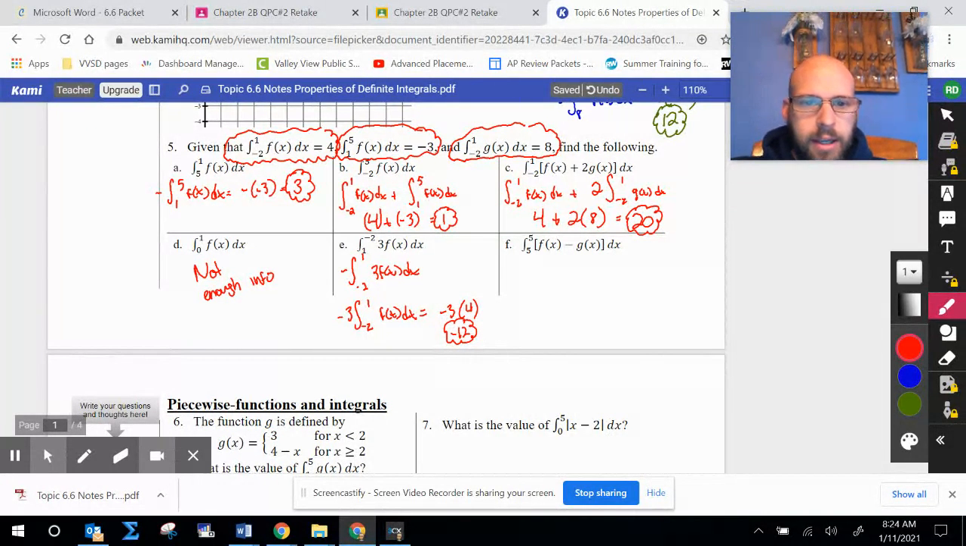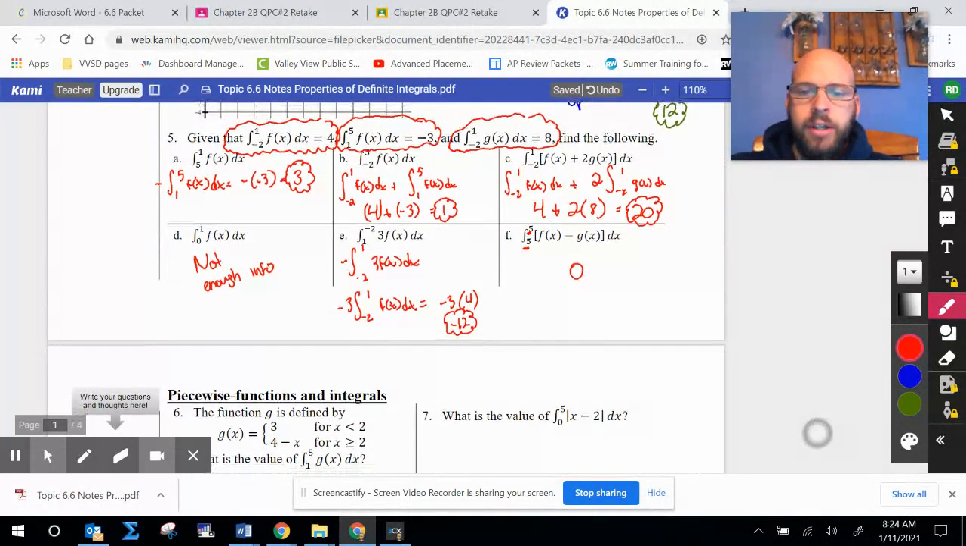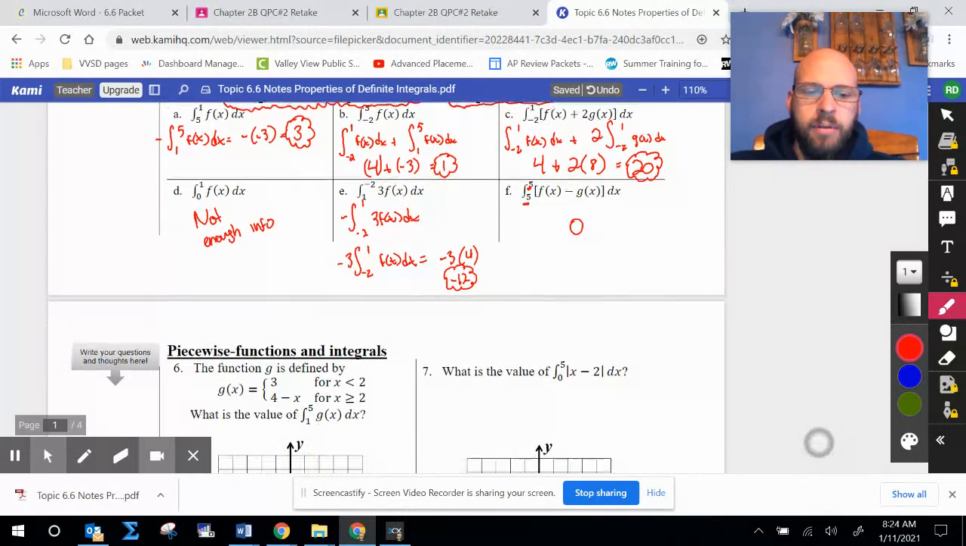Okay. And then last but not least, what if I went from 5 to 5? Well, if the upper and lower limits are the same, then regardless of what's in the integrand, that's going to be 0.